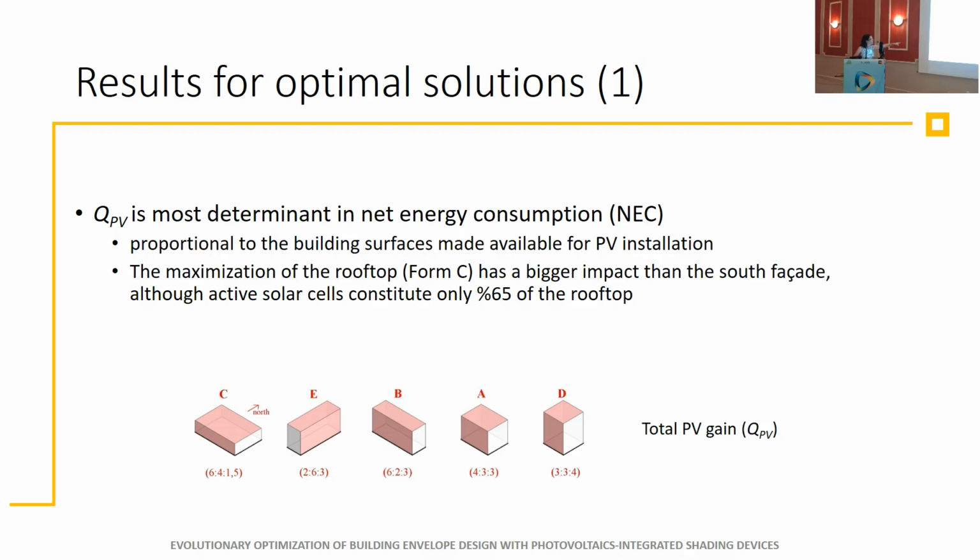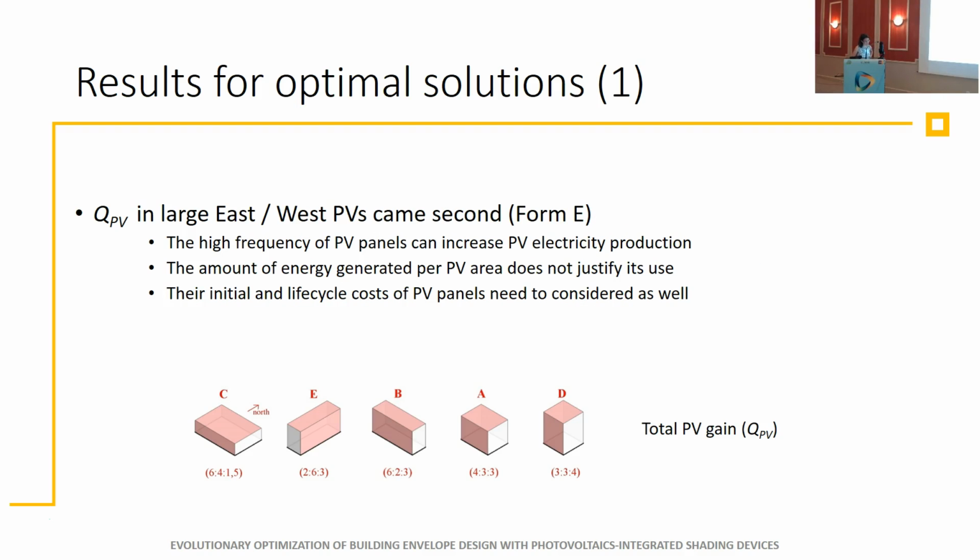And this image shows the performance. For example, Form C is the one that produced the most electricity from photovoltaics. The second one is Form E, then B, A, and D respectively. So you can see that C1 was the best one in terms of performance, and the second one is Form E, which has very large surfaces for east and west facades.